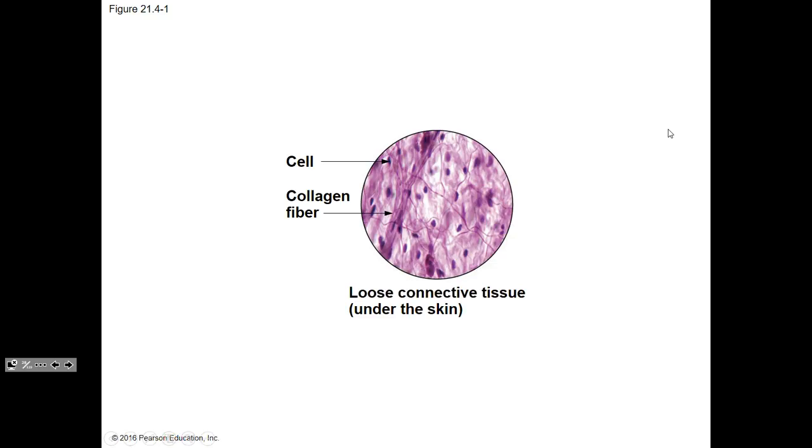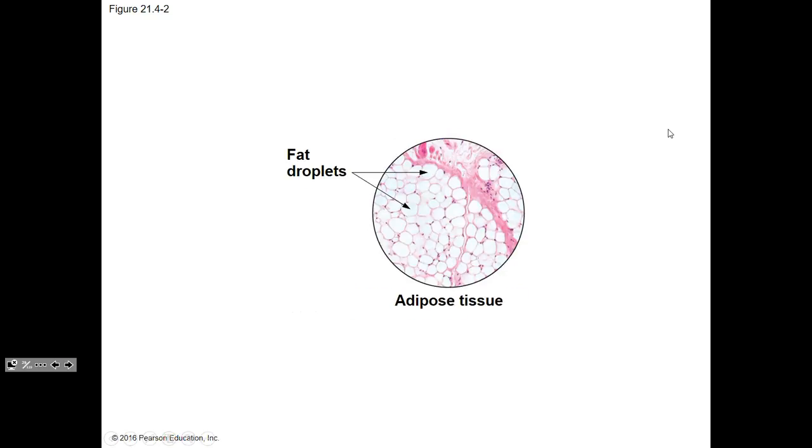So that's just an example of the loose connective tissue under the skin. And it kind of looks loose too, like it's not tightly packed or it doesn't appear thick. Adipose tissue. So these little guys here in amongst the adipose tissue are fat cells. So actually what you see around those little white blobs is the connective tissue for adipose.